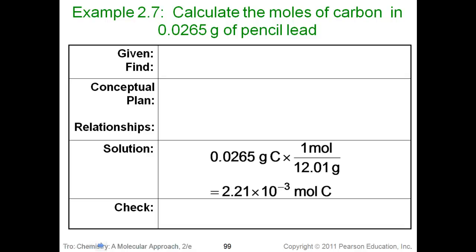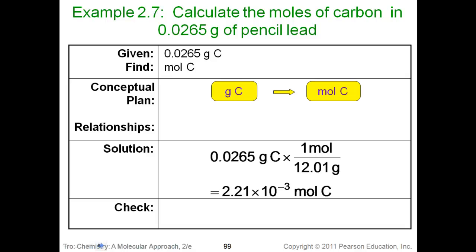They say calculate the number of moles of carbon in 0.0265 grams of pencil lead. So you know this is about the amount of lead when you're writing on your paper with pencil that's deposited on the paper. So you write down what's given. You write down what you're trying to find, the moles of carbon. You come up with a conceptual plan. We need to convert grams to moles.